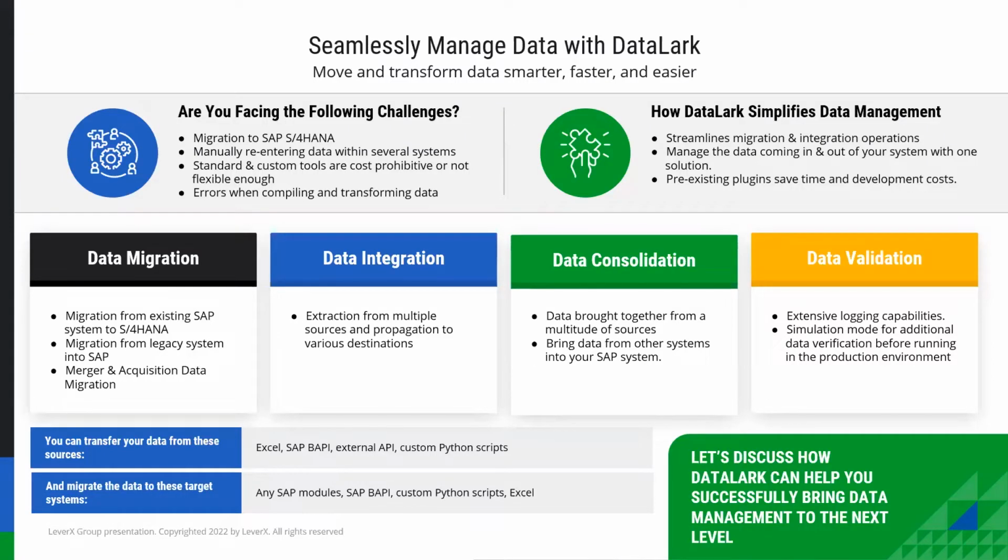With data consolidation and DataLark, data can be brought together from a multitude of sources, and we can bring the data from other systems into your SAP system. And then with some of our data validation capabilities, we have extensive logging. We also have a simulation mode for additional data verification before running in a production environment. And so we can transfer your data from Excel, SAP, external APIs, and custom Python scripts. We'll go over that a little bit more. And we can migrate to any number of different SAP modules or, using custom Python scripts, other systems as well.